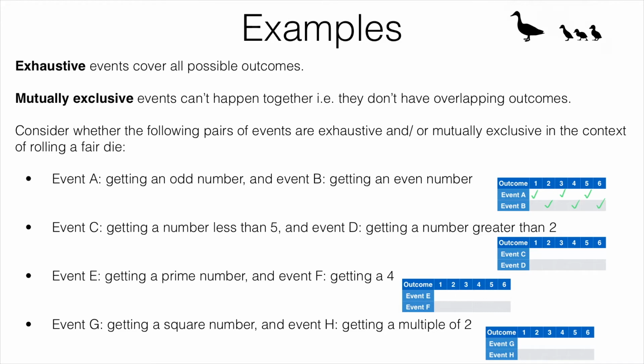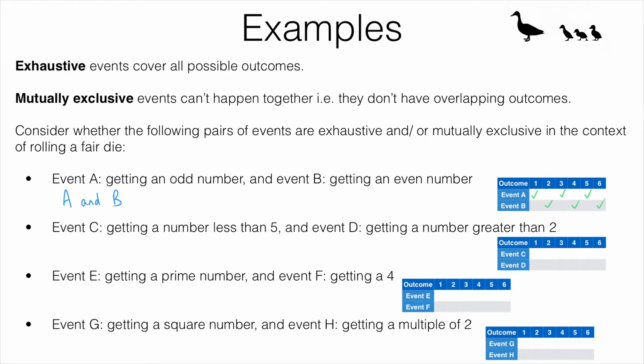First of all then, events A and B, are they exhaustive? Do they cover all possible outcomes? Well, there are 6 possible outcomes when you roll a die, and all of them are covered by these 2 events put together. You could get a 1, a 2, a 3, a 4, a 5, or a 6. So those 2 events together are exhaustive.